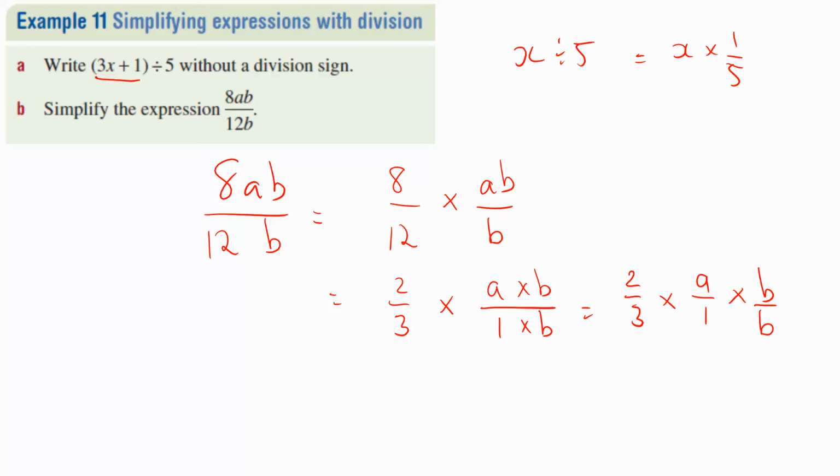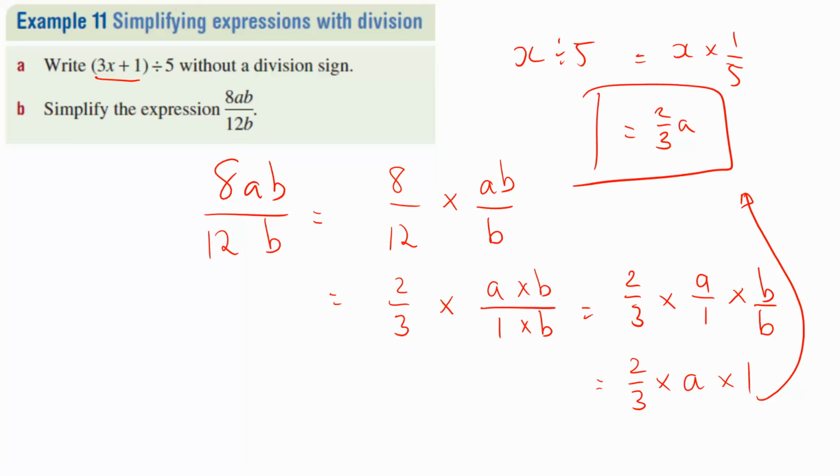b over b equals 1. What's a divided by 1? a. Good. So if you simplify this, see, once you break it up, it's very simple. You can see it's 2 over 3 times a times 1. So your final answer has to be 2/3 times a. We don't know what 2/3 times a is, so we just write it as 2/3 a. But times 1, it's just itself. So this is my final answer.